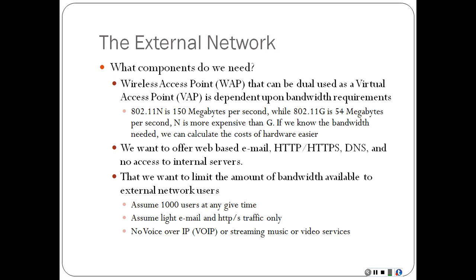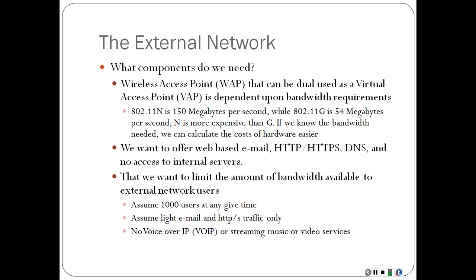So for the external network, we want to start figuring out our bandwidth, because our bandwidth is going to tell us everything that we need to know about what kind of access points and components we're going to need. So we're going to take a look at two protocols, 802.11n, which is the newest and fastest one at 150 megabits per second, and then 802.11g, which is 54. G is less expensive. G has less bandwidth, but depending on what we need for our external network, we may be fine.